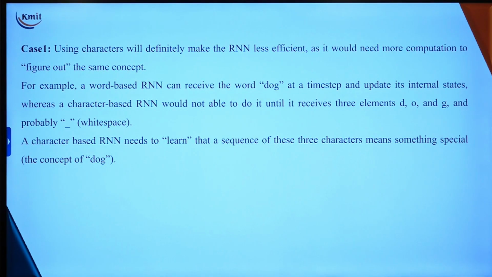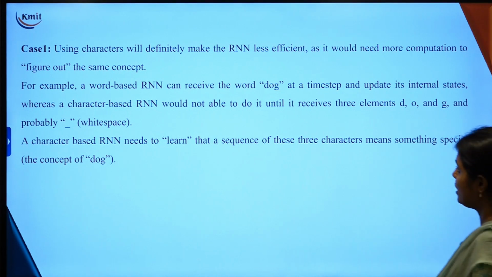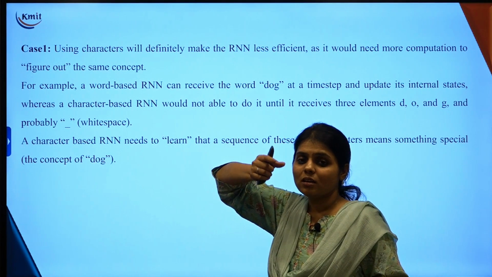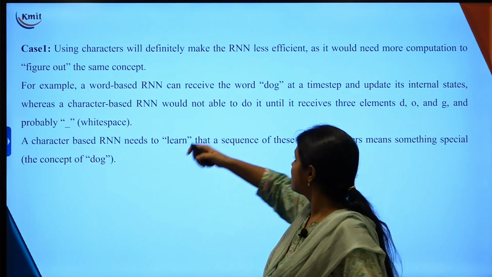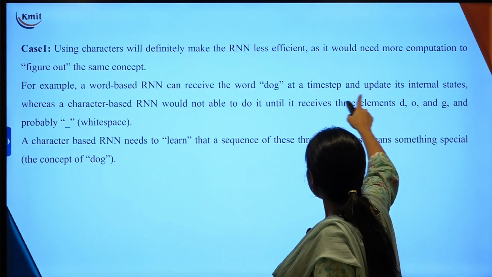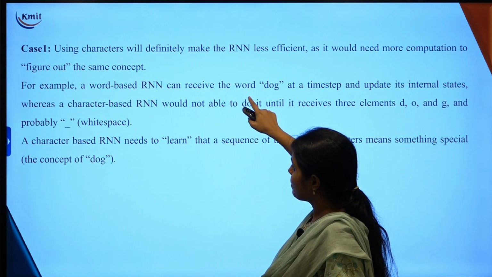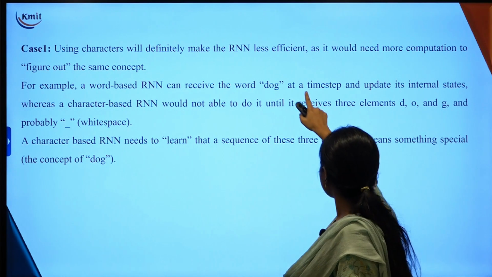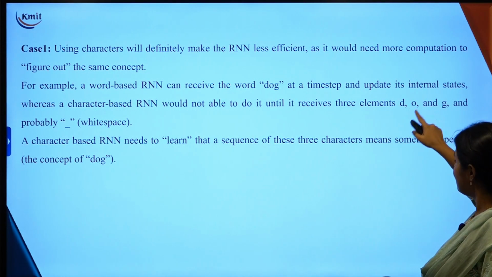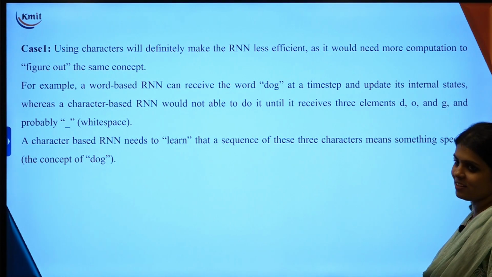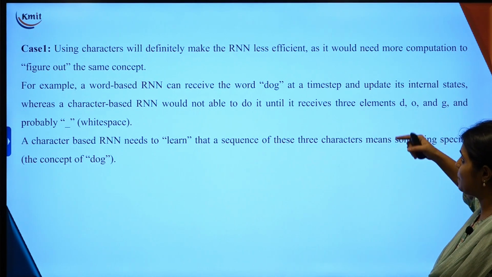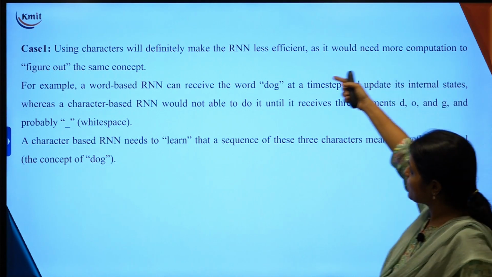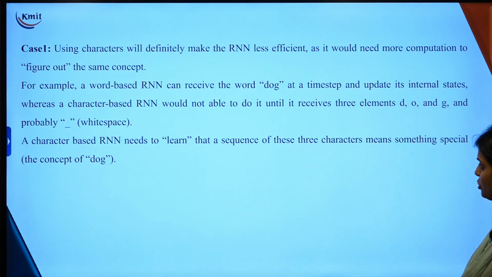Okay, suppose I take the word dog. If it is a word-based RNN, when I process the words or tokens, at one time step I can update this particular word. But if I go for a character-based RNN, this dog would receive three different elements, D, O and G. So processing time is more, hence more computation is required, which makes the RNN less efficient.